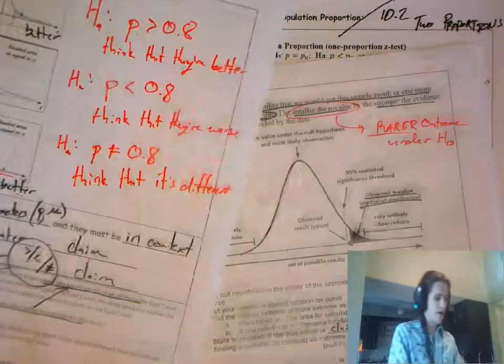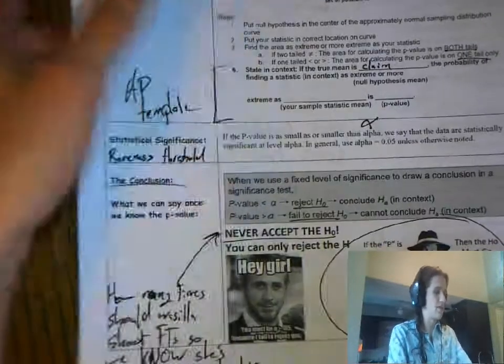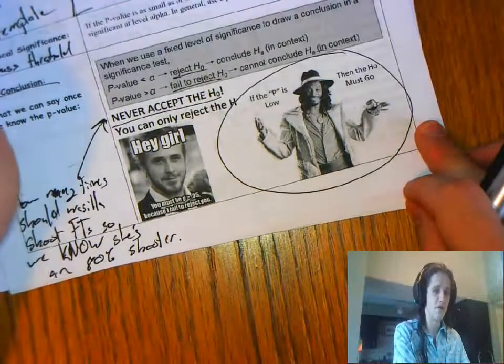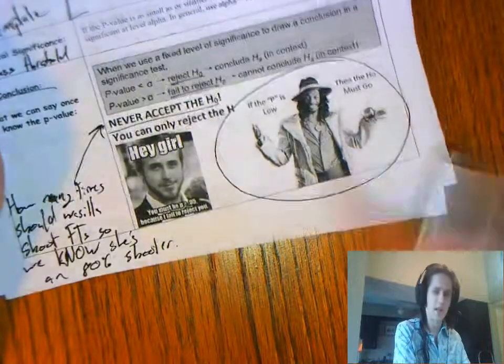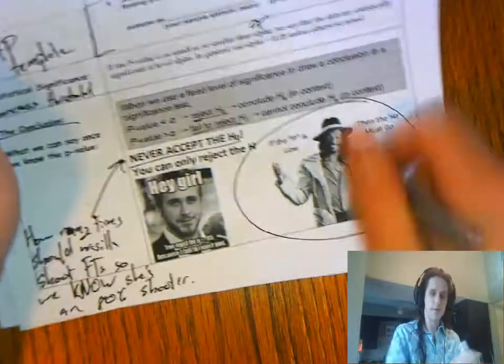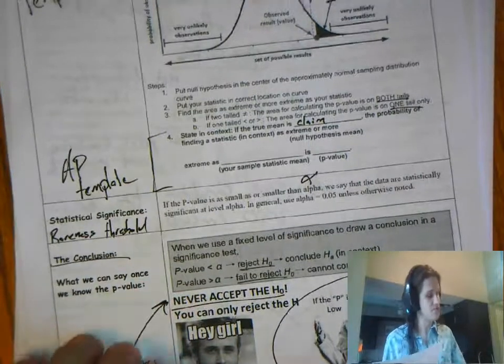Cool. We had rules about when to reject or fail to reject the Ho, and we remember Snoop Dogg, and he says, if the P is low, then the Ho must go. And that helps a lot of people remember that. So you need to know how to reject or fail to reject the null hypothesis. Remember, we don't ever accept it. We just say, we do have enough evidence for the Ha, or we don't.